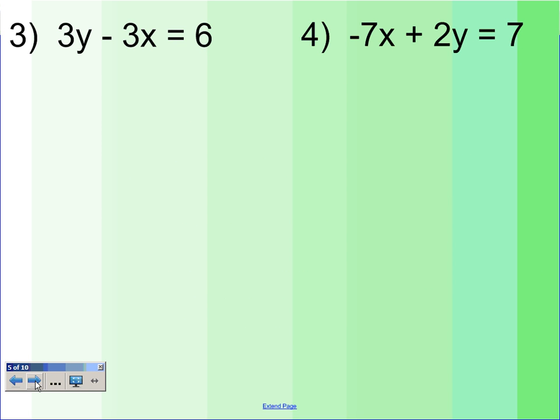On example number 3, once again, we are solving for y. We want to put it in slope-intercept form. That's otherwise known as y equals, oopsie, I like the highlighter. We'll just leave it that way. Y is equal to mx plus b.